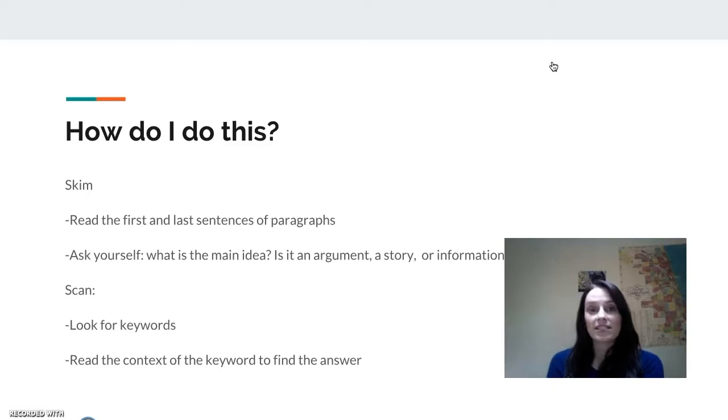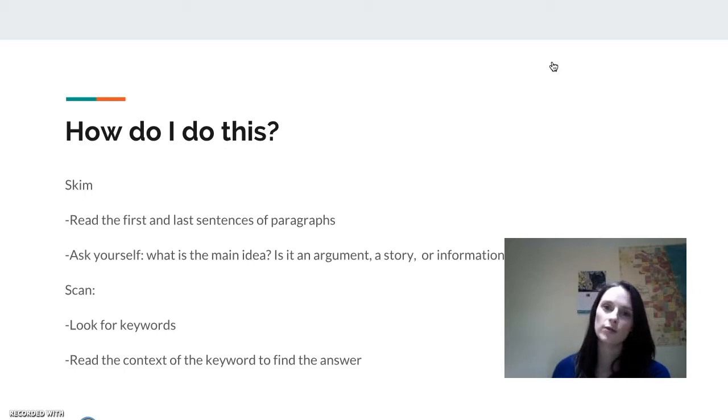So in order to skim, you need to practice reading the first line and the last line of every paragraph. Kind of get an idea about what every paragraph is talking about. What are the topics of every paragraph?